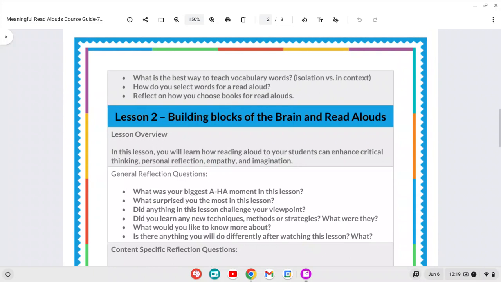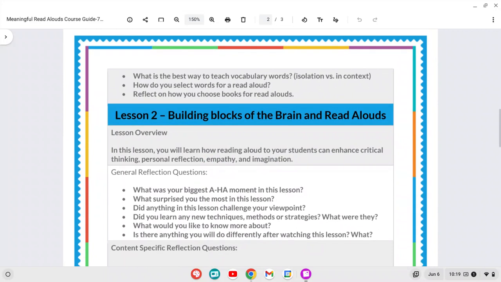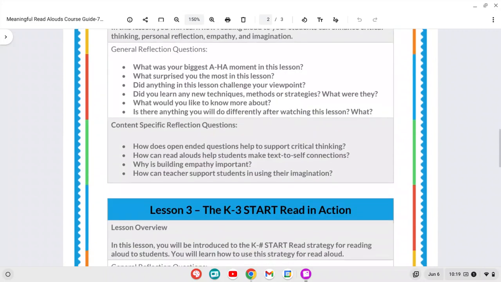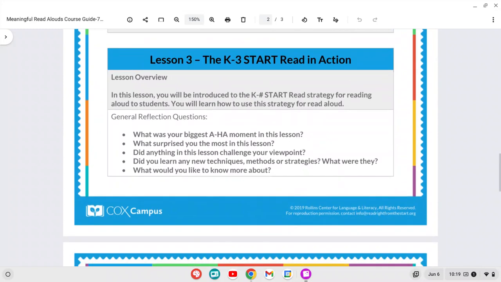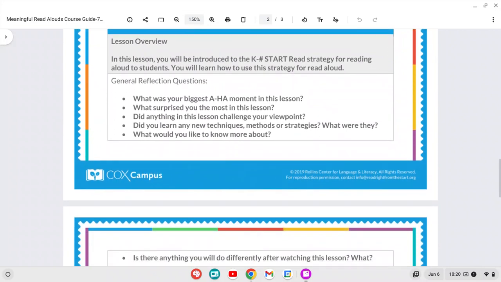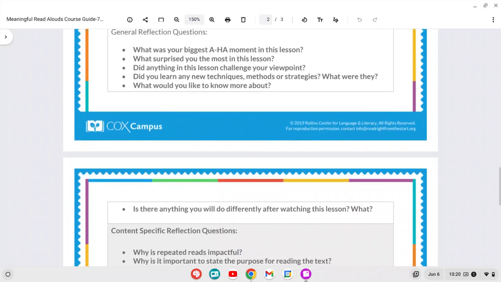Lesson two, you have the building blocks of the brain, as they called it, with the read aloud. So you have some reflective questions here. And then the third lesson is where you have the K3 start read in action. So you just have some basic questions here. It says you'll be introduced to the K, whatever grade you're working on, start read strategy for read aloud to students. You'll learn how to use this strategy for the read aloud. And so you're going to look to see which strategy you're going to use.